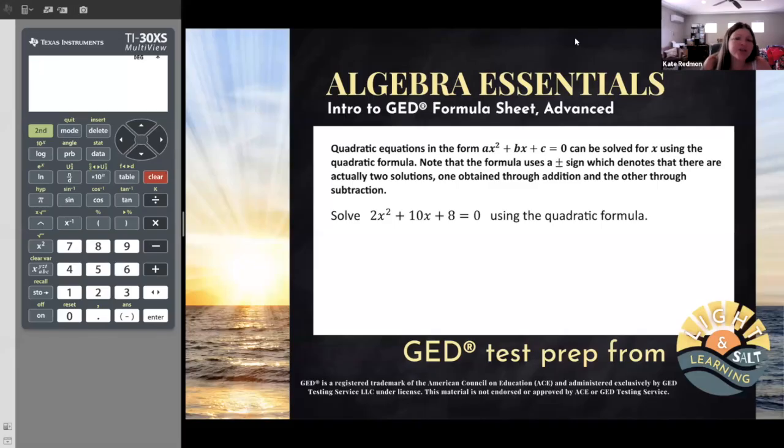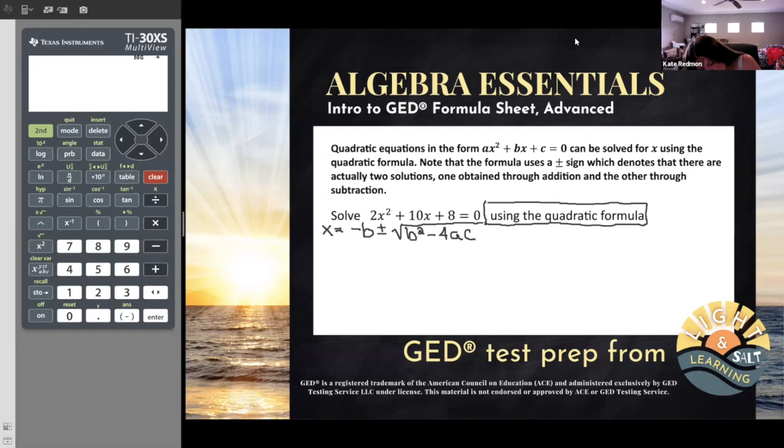So we are going to solve 2x squared plus 10x plus 8 equals 0. And we are going to do it, as they tell us here, using the quadratic formula. So first thing, let's hit up that formula sheet and go get that quadratic formula. Quadratic formula says x is equal to negative b plus or minus the square root of b squared minus 4ac, all over, nice long fraction bar, 2a.